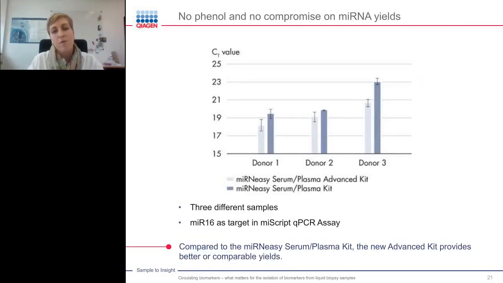In terms of the performance, we are here comparing this new kit and its performance to our legacy miRNeasy Serum/Plasma kit. And we see that despite getting rid of the phenol step and replacing this step, we are not making any compromises on microRNA yields, as you can see here by the CT values on the y-axis, here shown for 3 different donors. So you are getting an easier protocol and you don't have to compromise on microRNA yields or quality.